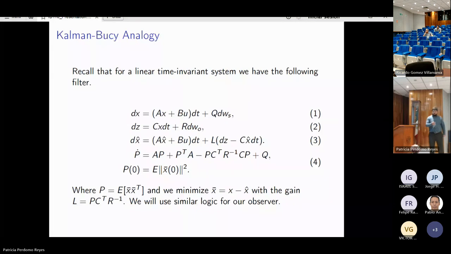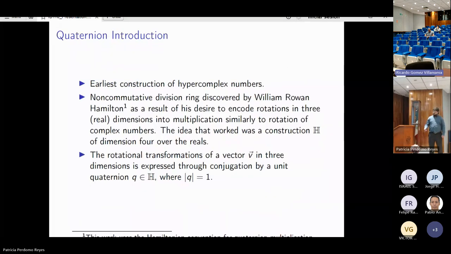So, again, recall the classic example, the Kalman-Bucy filter, a system with an observation and an estimator. The Riccati equation with expectation dynamics gives a gain of PC transpose R inverse. We'll use similar logic once we set up our observer.